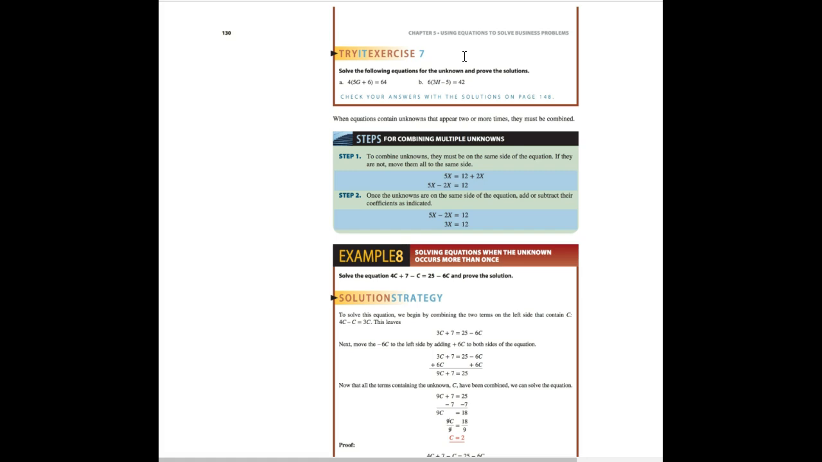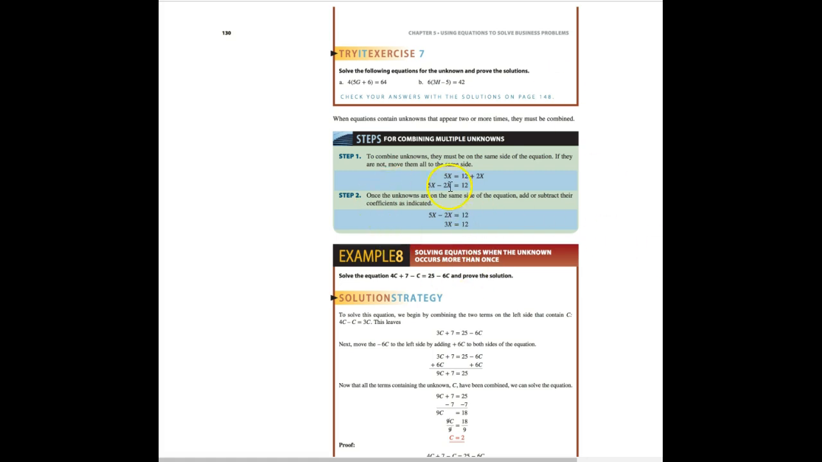Okay, you had a few minutes to do your work. Check your answers on page 148 and verify that they are correct. The next thing we're going to talk about is when we have an unknown or a variable more than once. Do not let this freak you out. All we have to do is find a way to combine them. Looking at the steps here on page 130, step 1, to combine unknowns, they have to be on the same side, okay? If they're not, you have to move it to the same side.